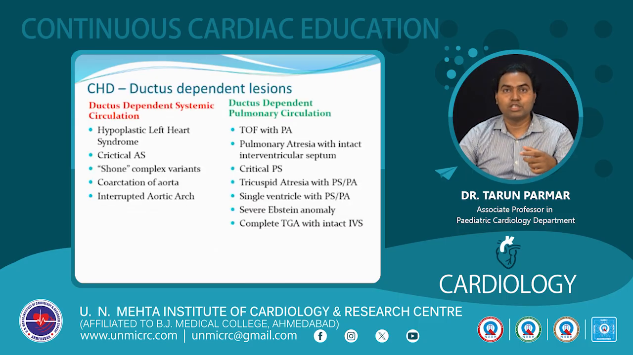So what are the ductus dependent lesions? Ductus dependent systemic circulation lesions are hypoplastic left heart syndrome, critical AS, Shone complex variants, coarctation of aorta, and interrupted aortic arch. These are the situations where the duct is required for the systemic circulation. Ductus dependent pulmonary circulation lesions are TOF with pulmonary atresia, intact ventricular septum, critical PS, tricuspid atresia with critical PS, single ventricle with critical PS or pulmonary atresia, and severe Ebstein anomaly where there is functional pulmonary atresia. In these ductus dependent lesions you have to give prostaglandin E1 as soon as possible to sustain life.